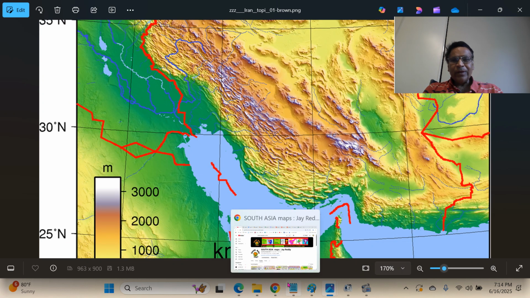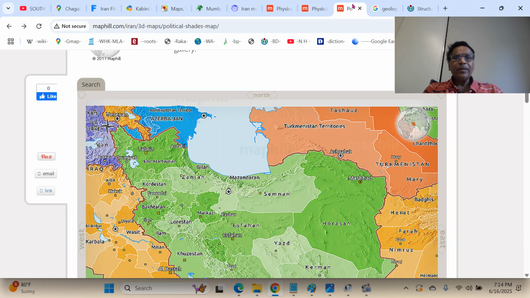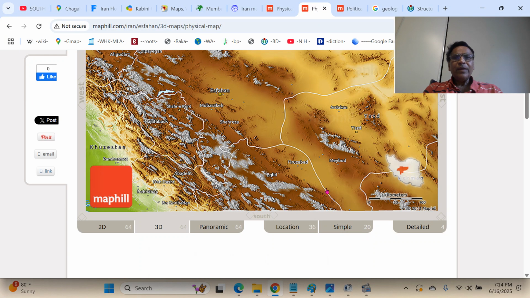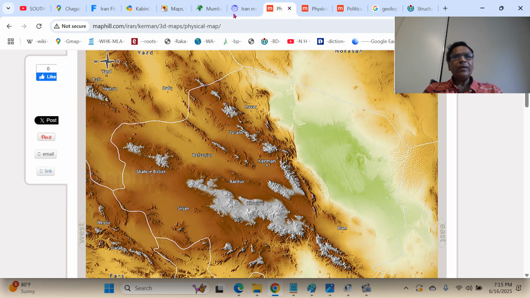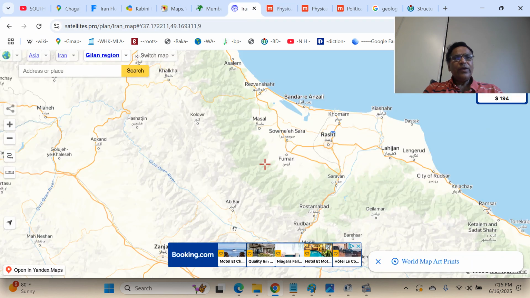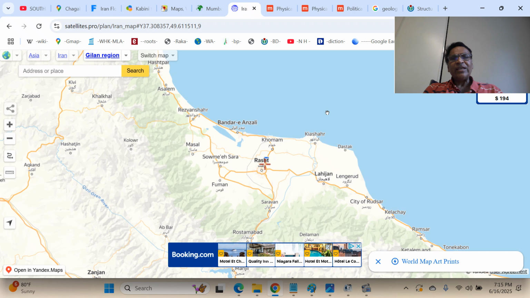Can we see something different? Yeah, you can see here. Let's see. I think this. You can see the Kizil Ozen River here. This is the Kizil Ozen River, and it comes from the southern Zagros mountain region, and the Manjil Dam is there. That pierces the Alborz mountains, and Sarawan town here. The rest is the Caspian coast here.